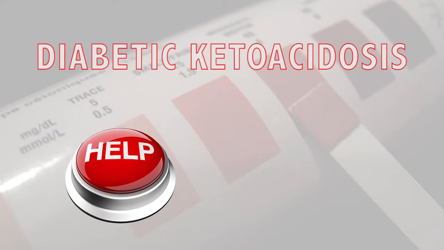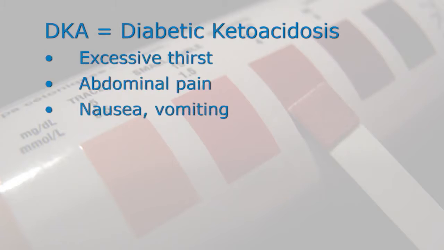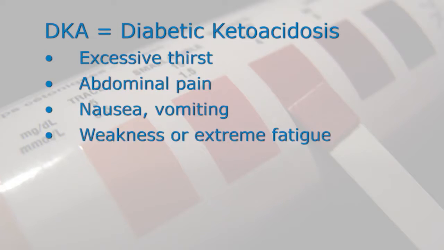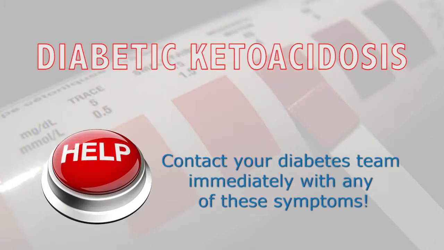Moderate or large ketones can lead to diabetic ketoacidosis, or DKA. DKA is a serious condition that needs immediate medical attention. Signs of DKA include excessive thirst, abdominal pain, nausea, vomiting, weakness or extreme fatigue, shortness of breath, fruity smell to breath, confusion. Contact your child's diabetes team immediately with any of these symptoms.